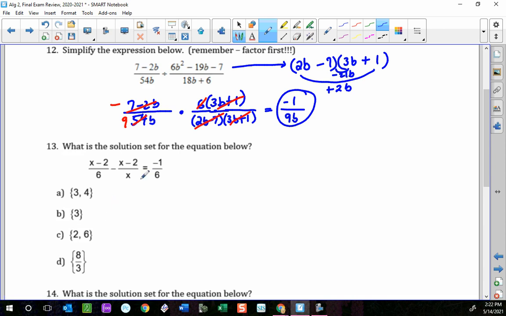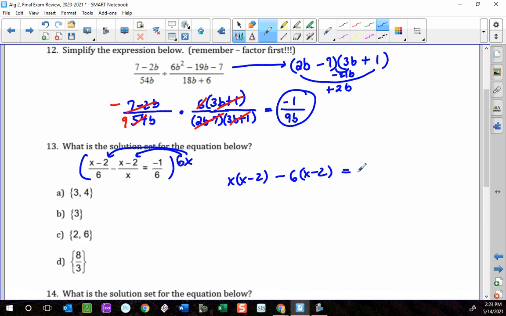Alright, so it looks like my common denominator would be 6x. So I'm going to pretend I'm multiplying everything by 6x. So 6x times this. Well, the 6's would cancel, so I'd be left with x times x minus 2. Minus, when I did this part, well, the x's would cancel, so I'd be left with 6 times x minus 2. Equals, now here, the 6's would cancel, so I'd be left with negative 1 times x, so negative x. Alright, so let's work this out. X squared minus 2x minus 6x plus 12 equals negative x.